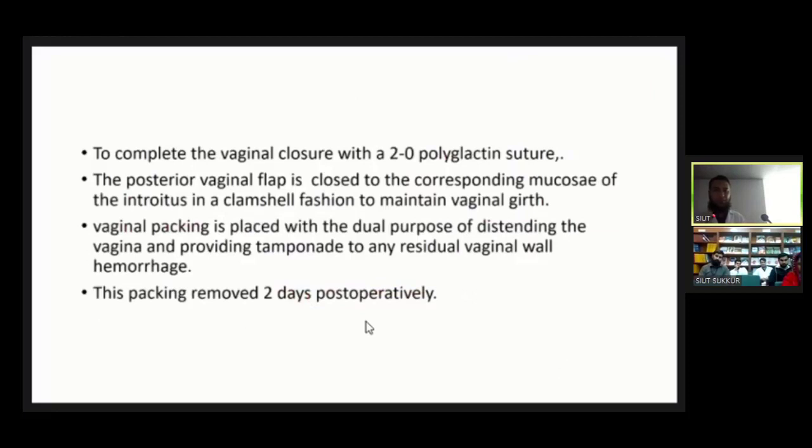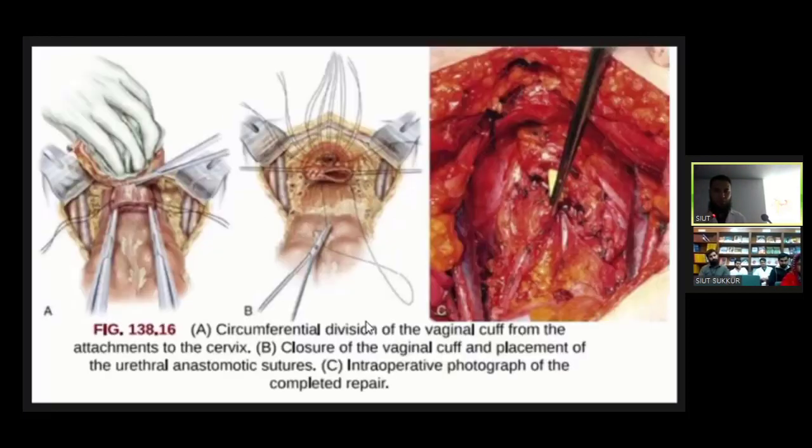So after completing the vaginal closure, the posterior vaginal flap is closed and rotated in a clamshell fashion, and the vaginal packing is placed with the dual purpose of reconstructing the vagina and providing temporary tamponade for residual vaginal wall hemorrhage, and the packing is removed 2 days post-operatively. This is showing the vaginal posterior wall anastomosis sutures.